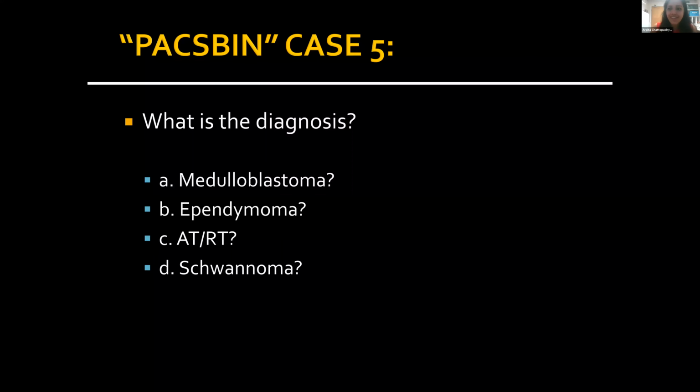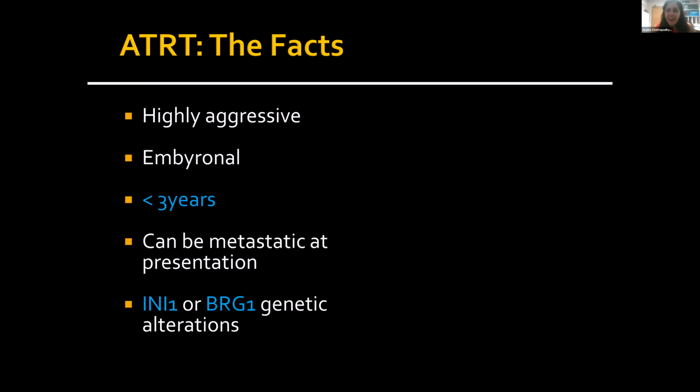So this is an ATRT. These are highly aggressive tumours, embryonal, and they tend to occur in very young children. As I scroll through the T2 really fast, you would have appreciated the immature myelin status. So that was a really young baby. They can be metastatic at presentation, and they're very similar to medulloblastomas.